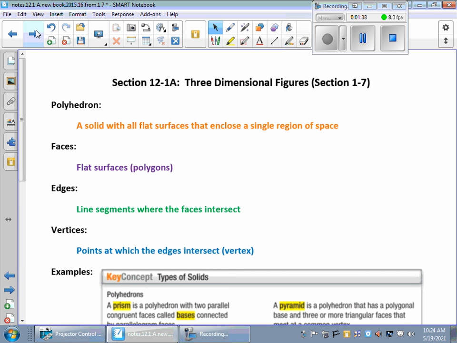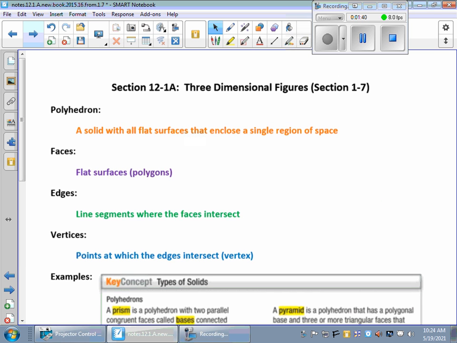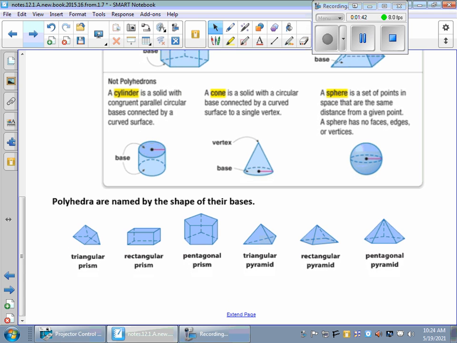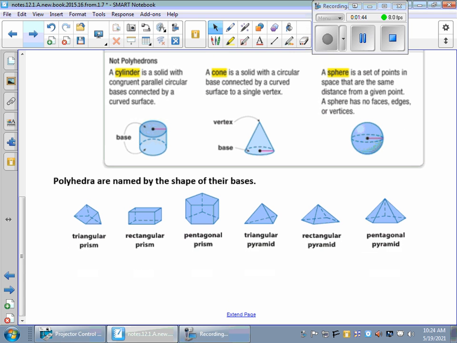This kind of sets you up with the same type of idea: a face here, edges, and going through all these different types of things. So at the bottom, take a look at how we name these. This one's called a triangular prism. So notice the difference between the prism and the pyramid. Pyramids, again, meet at a point.